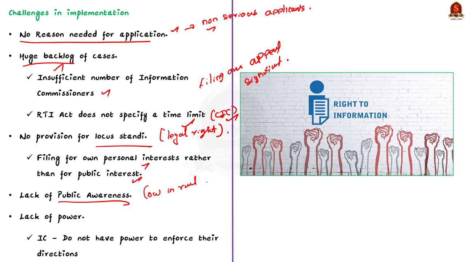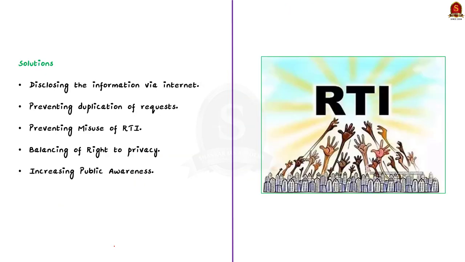The next major concern is the lack of power. The information commissioners have the power to give directions to public authorities to take necessary steps to comply with the Act. However, they do not have the power to enforce their directions. This means that if a public authority ignores the direction of an information commission, the information commission cannot do anything about it. The last major challenge is the misuse of the RTI Act.